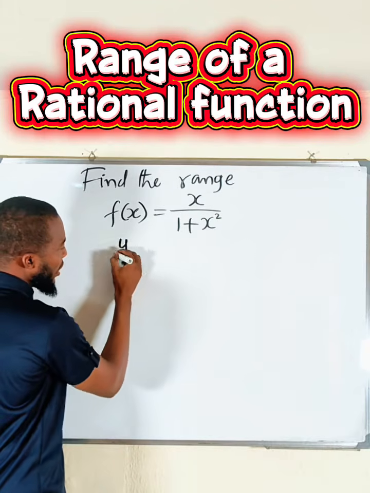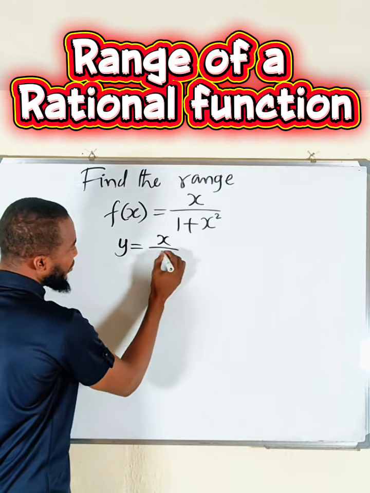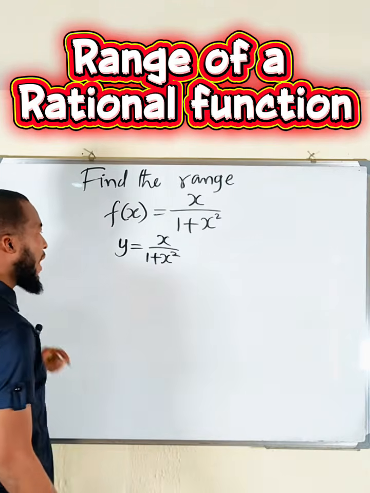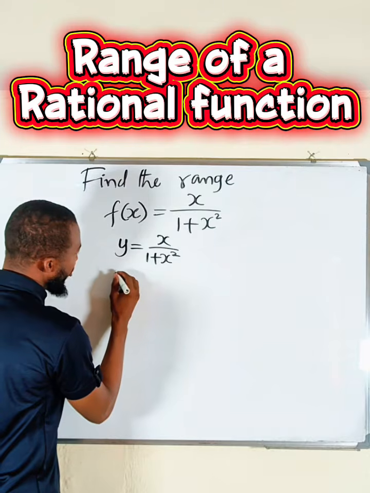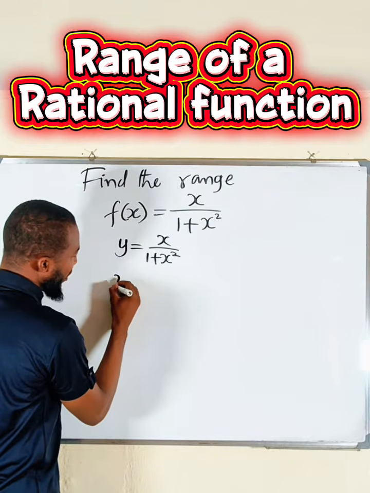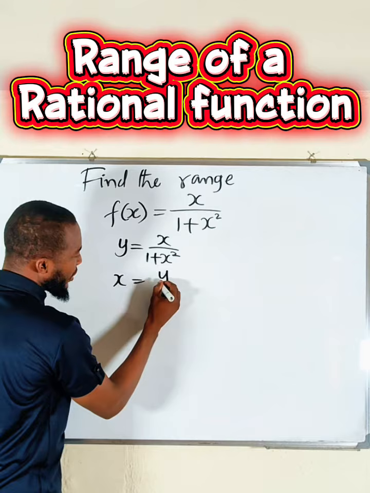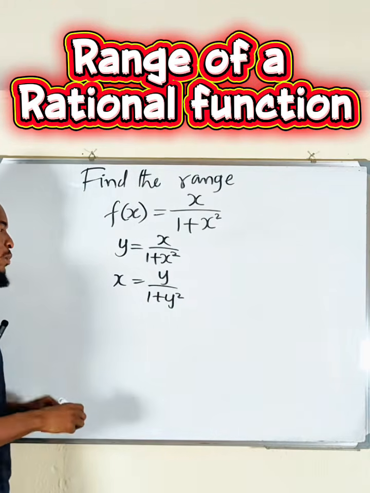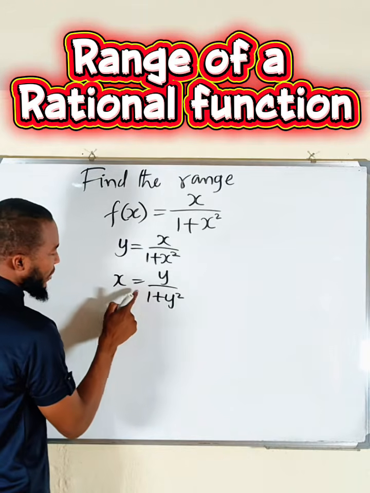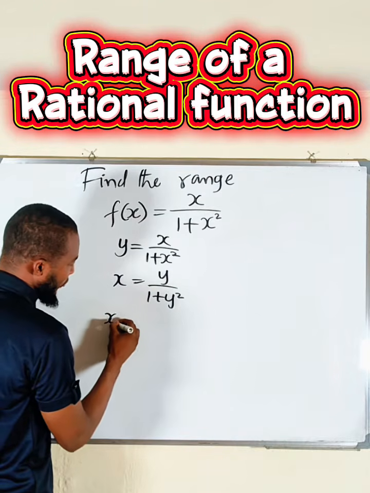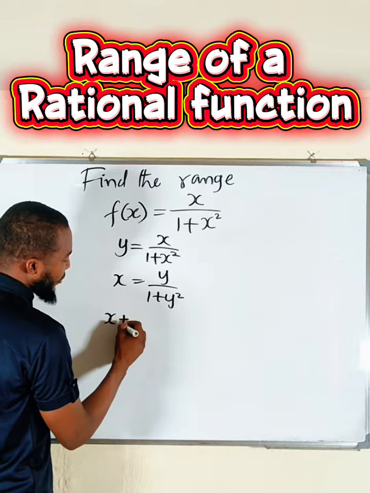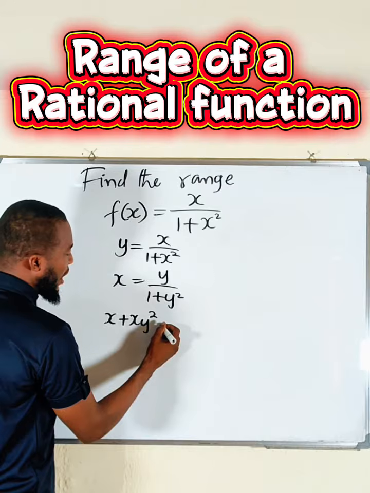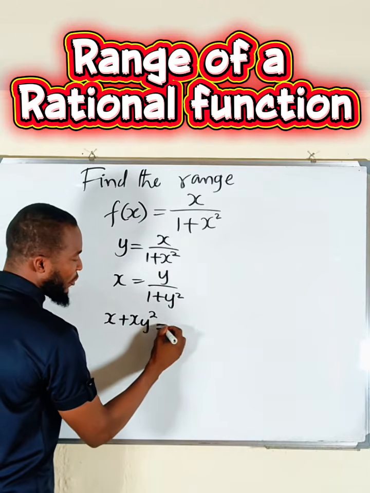Change f of x to y. Then we still have x divided by 1 plus x squared. Next, switch x and y. Here you have x, and this x becomes y. We have 1 plus y squared. Now let us cross multiply. X times 1 is x. X times y squared will give us what? X y squared. And then equal to y.